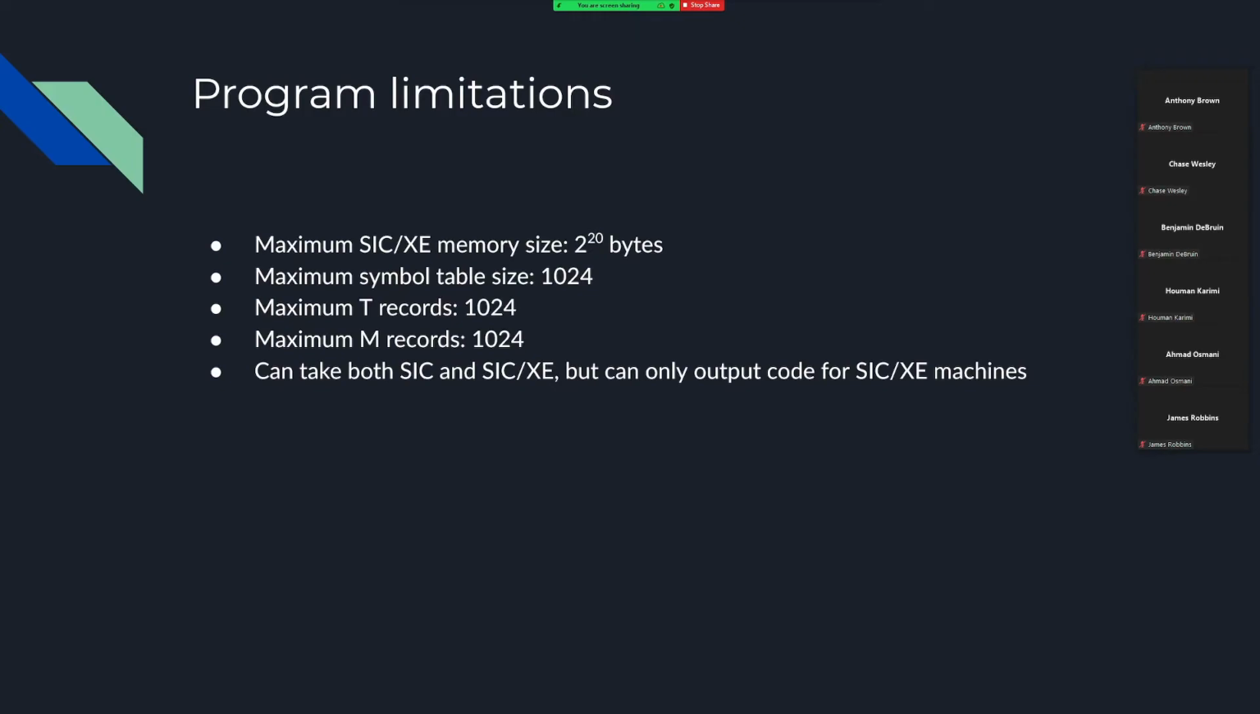And then the last one here is it can take in both SIC and XE, but it will only output code for SIC XE machines. This was, again, a limitation by our design. So next slide.